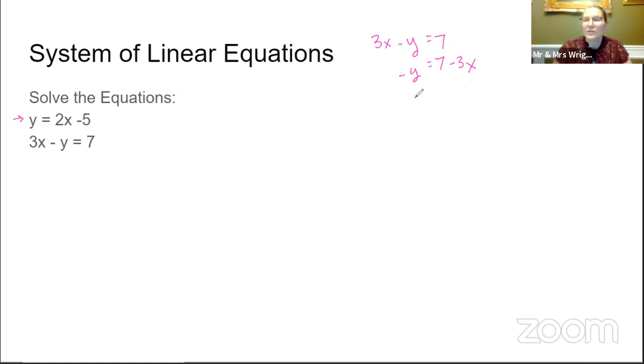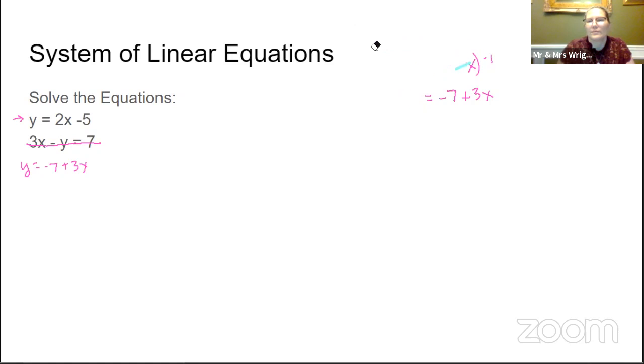Is y by itself? No, technically it's not. It's being multiplied by a negative 1, isn't it? So we need to multiply both sides by negative 1. So y equals, if I have all of this being multiplied by a negative 1, I need to then distribute it to everything within the parentheses. So negative 1 times 7 is negative 7. Negative 1 times negative 3x is positive 3x. So you can see if I change the sign, I have to change it on each part here. Y equals negative 7 plus 3x is how I rewrote that second equation there.